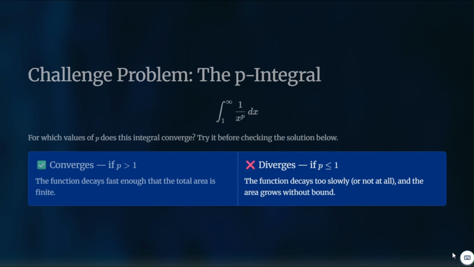This result, which we call the p integral test, is one of the most important benchmarks in calculus for determining convergence. But be careful. The rule changes depending on whether you're going to infinity or approaching 0. So this is specifically for going to infinity.